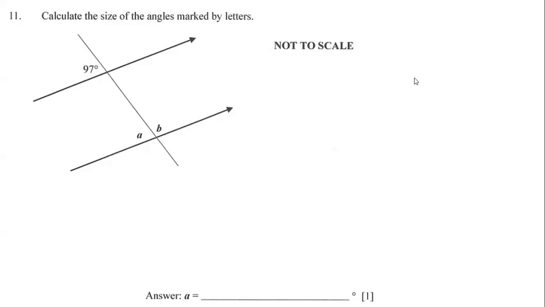A is 97. Because alternate angles are equal. Because alternate angles are equal? Mm-hmm. Really?